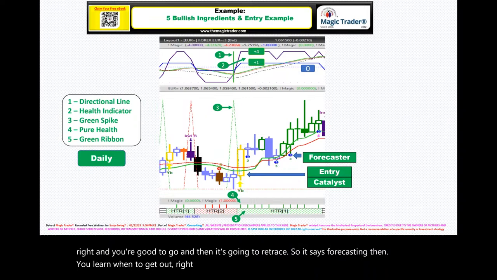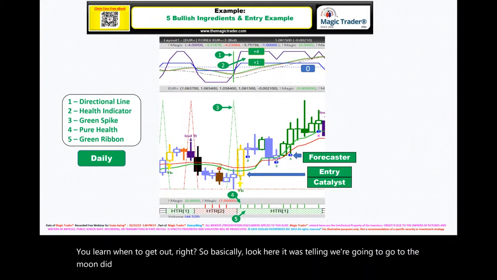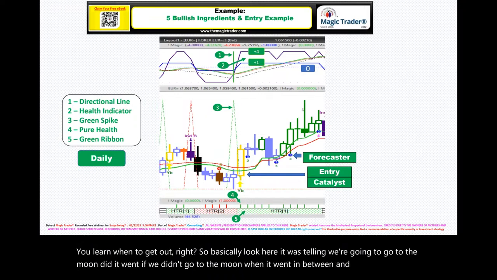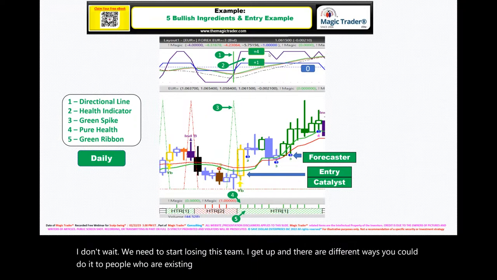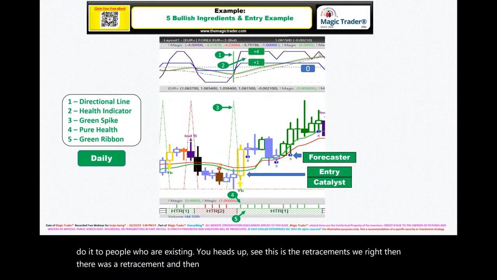So basically, look here, it was telling we're going to go to the moon. Did it go? If it didn't go to the moon, but it went in between, right? So get out. I don't wait. The minute you start losing this theme, I get out. And there are different ways you could do it. To people who are existing, I'll give you a heads up. See, this is the retracement V, right? Then there was a retracement, and then it's failing. So why are you waiting for it? Get out. That's what I do.